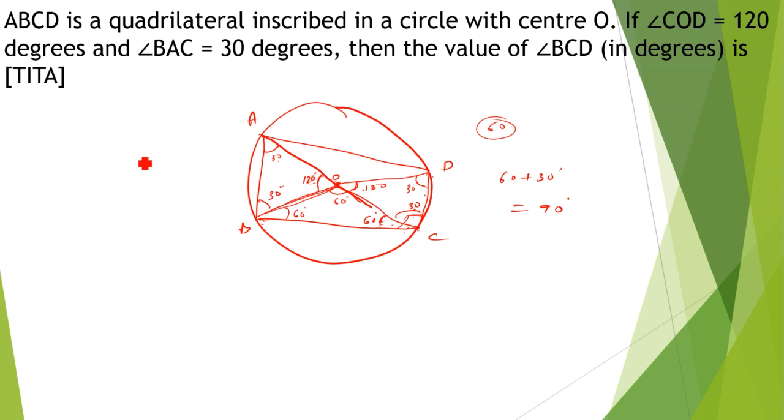So angle BCD subtends 90 degrees. So this is the answer. Or we can do it in a simpler way, since 60 and 120, after combining both angles, make 180 degrees.